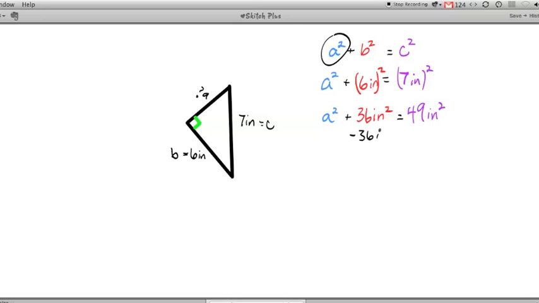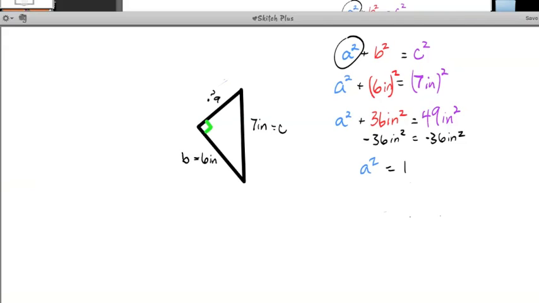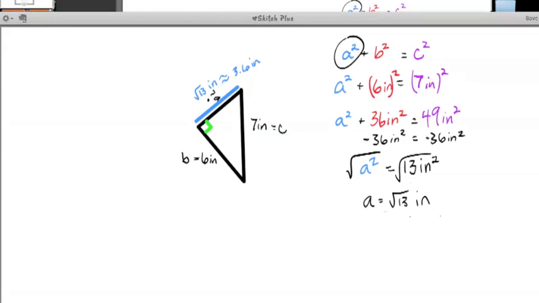Now I'm going to solve for A squared. So I add negative 36 inches squared to both sides. And on my left-hand side, that just leaves me with A squared plus 0, or A squared. And that's equal to 13 inches squared. Now remember, that's not the length of my leg A. That's A squared. So I have to take the square root of both sides. So then I have A equals the square root of 13 inches. The square root of inches squared is inches, and that's approximately equal to 3.6 inches.